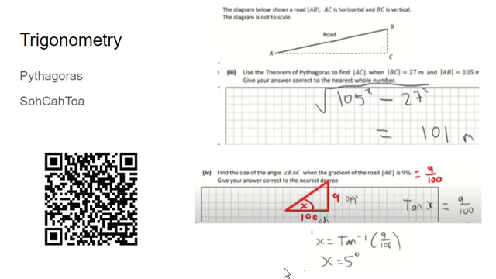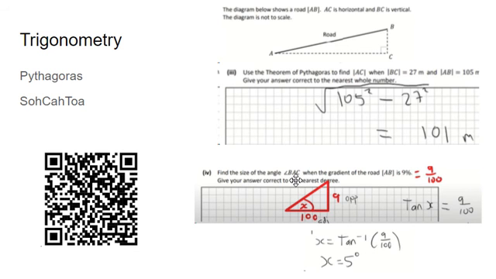So it's important to recognize when you see right angle triangles in any shapes on the whole paper, a lot of the time it's going to be using Pythagoras. And then SOHCAHTOA is also to do with right angle triangles.